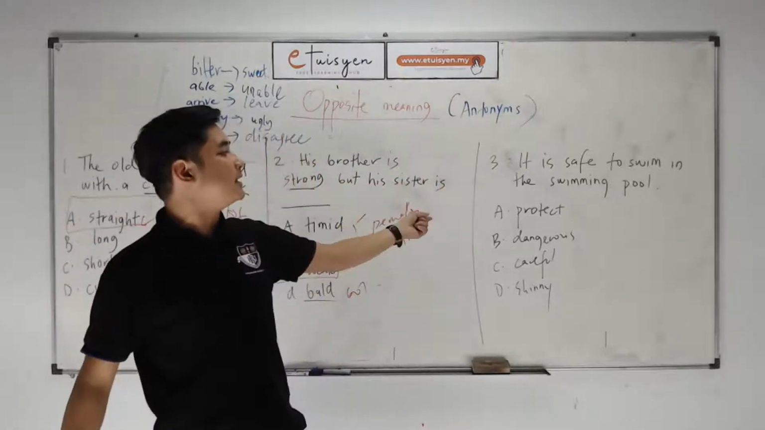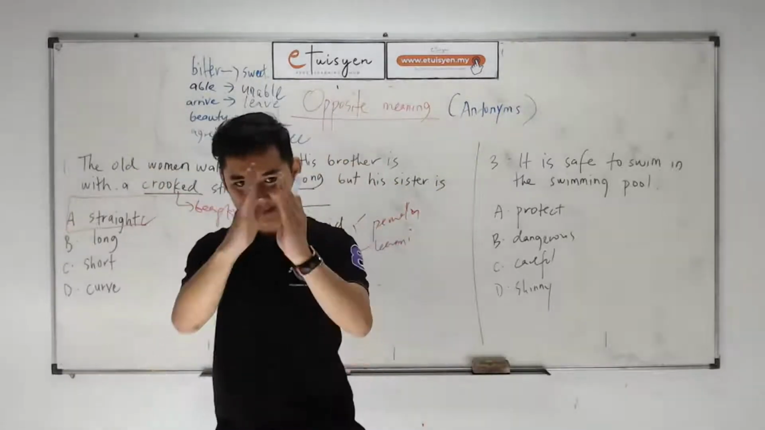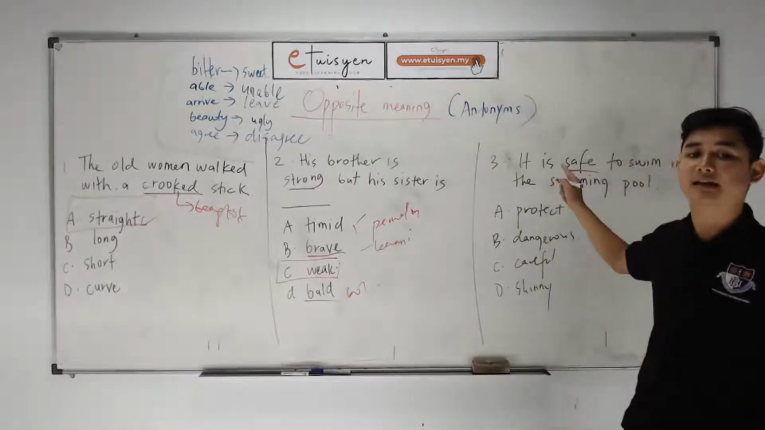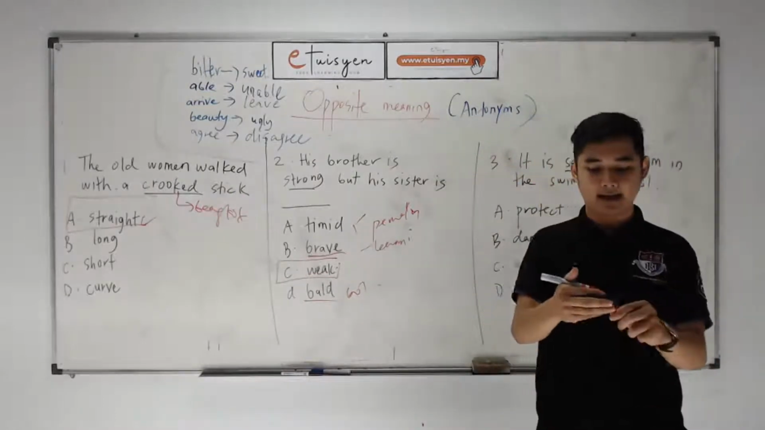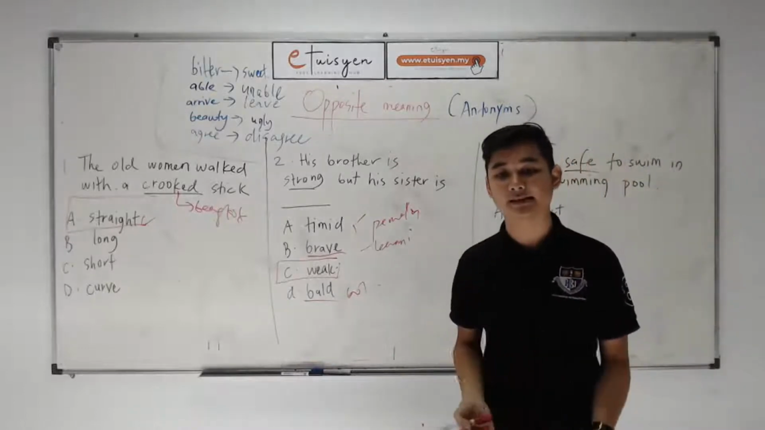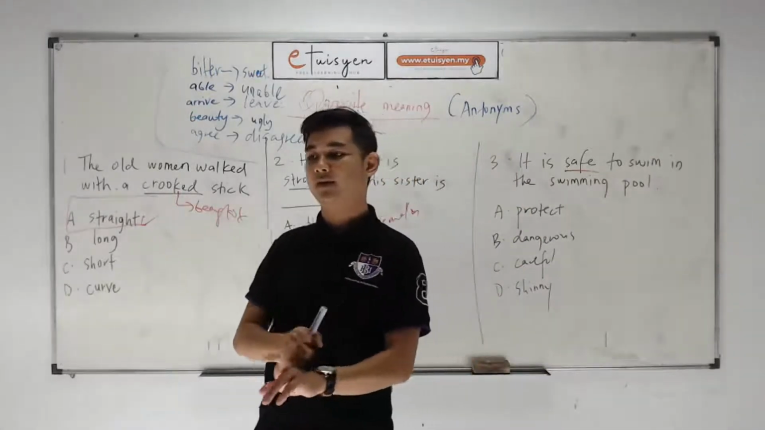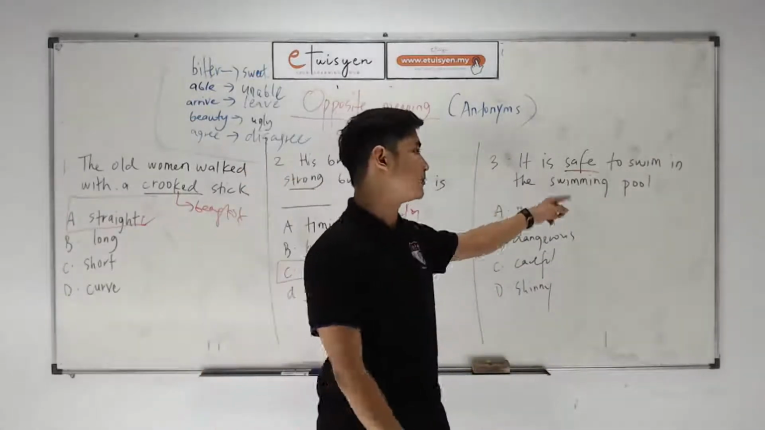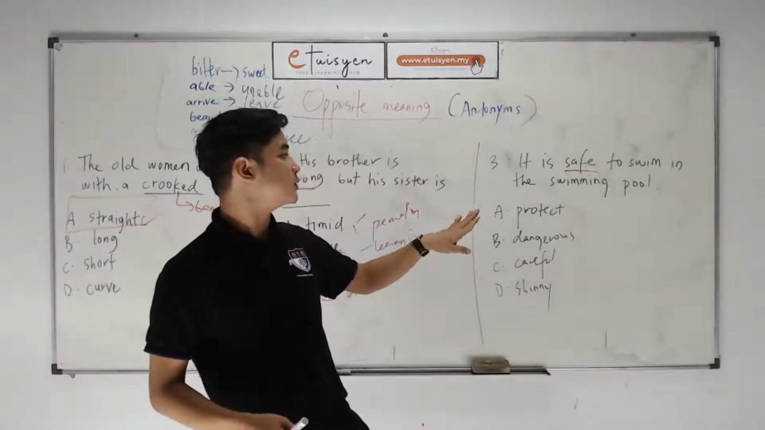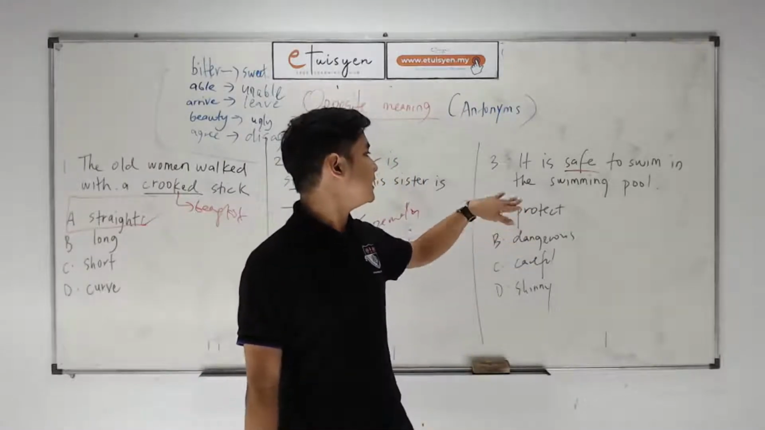It is safe to swim in the swimming pool. Oh, sorry. It was my mistake. I'm so sorry. Sebab saya tak underline the words. Safe. So, perkataan safe ni kita kena tengok balik. Kita kena underline. It is safe to swim in the swimming pool. What is safe, guys? Kita ada dua safe. Satu safe selamat, satu safe berjimat. Tapi safe dalam konteks ayat ni is selamat.